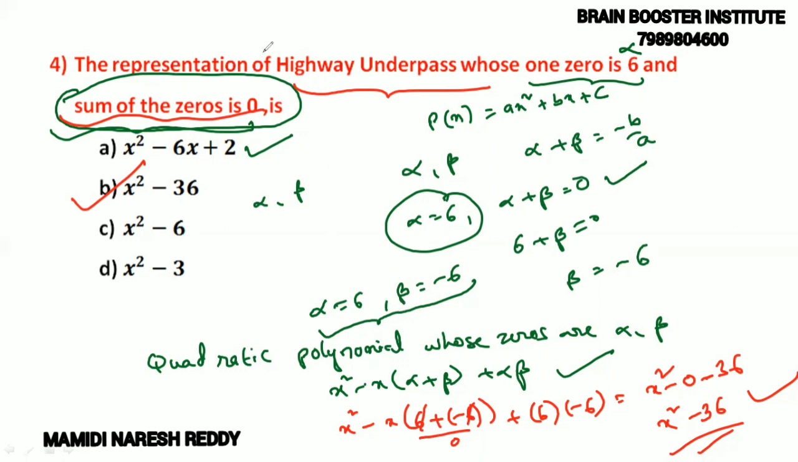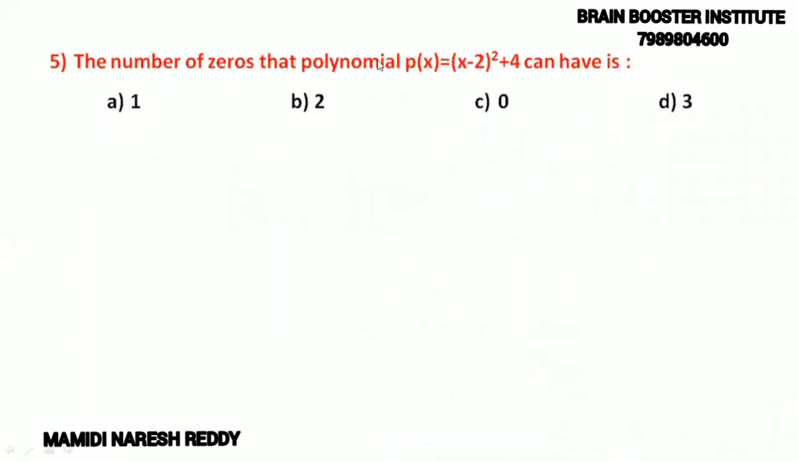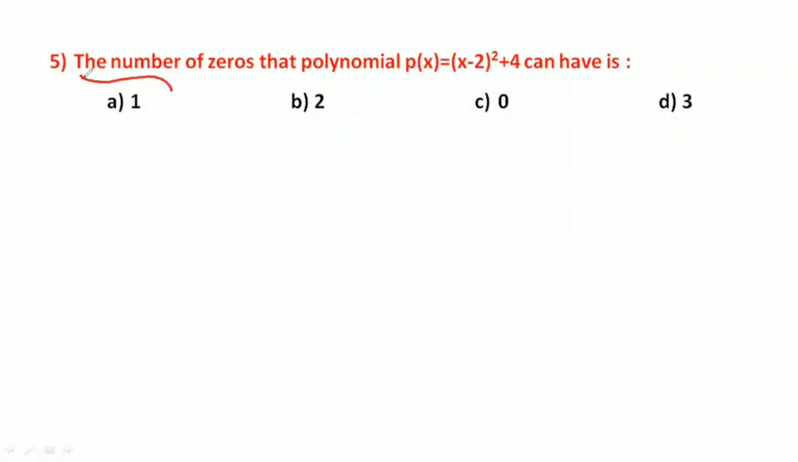And the next question, let us see now. The next question is: the number of zeros that the polynomial p of x is equal to x minus 2 whole square plus 4 can have. So here we need to find the number of zeros. So how many zeros are there? Very simple, children.